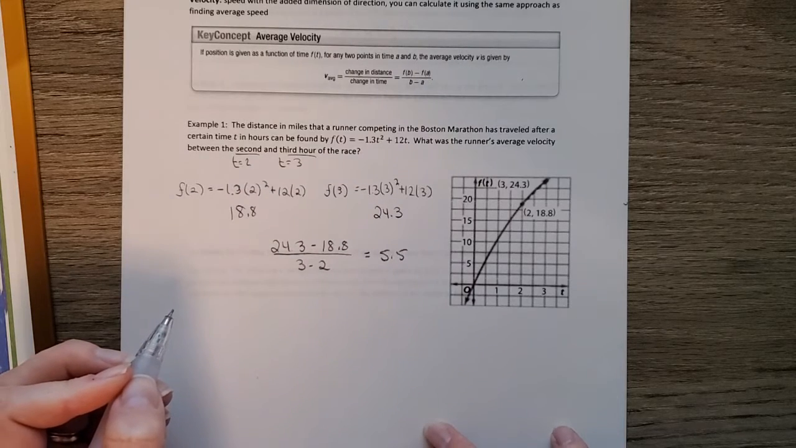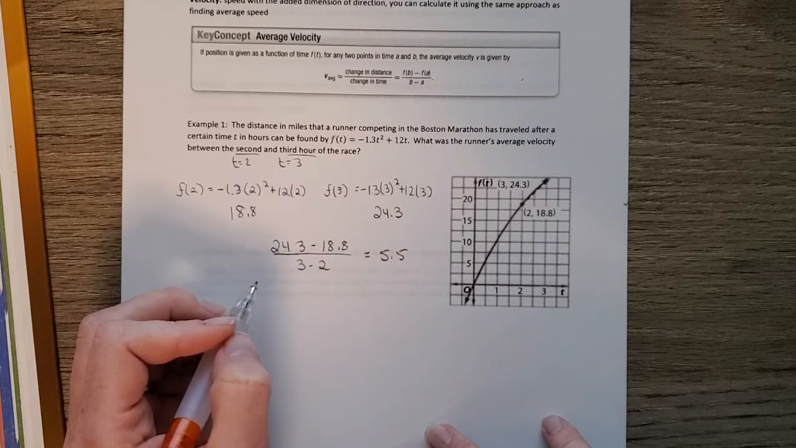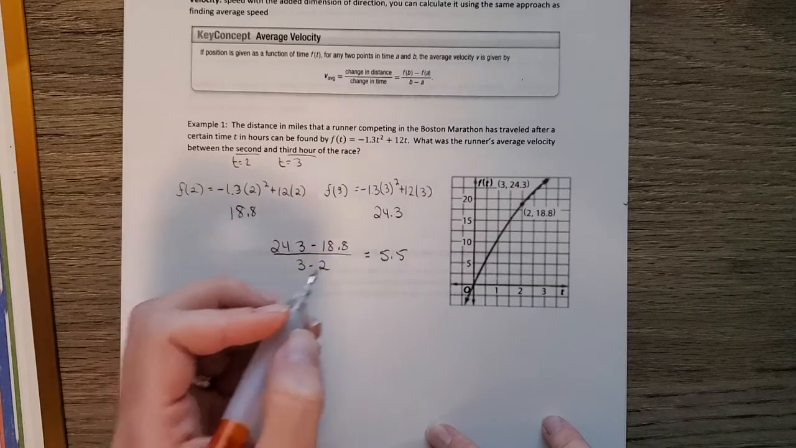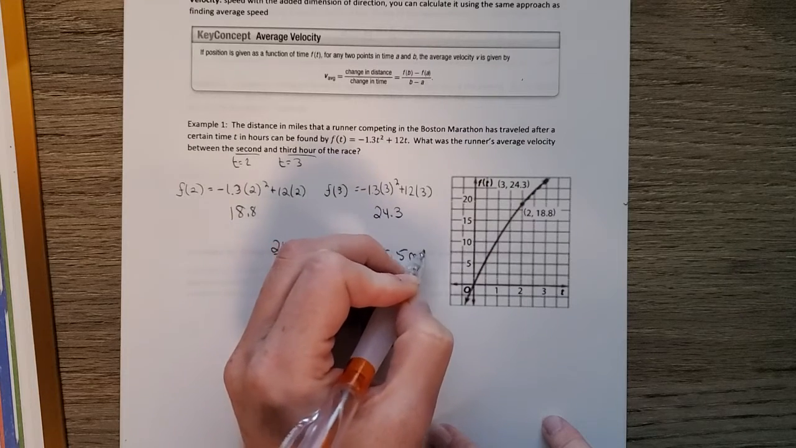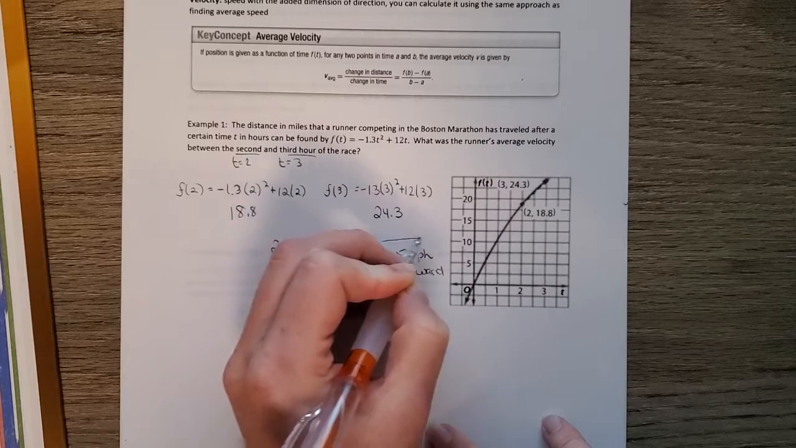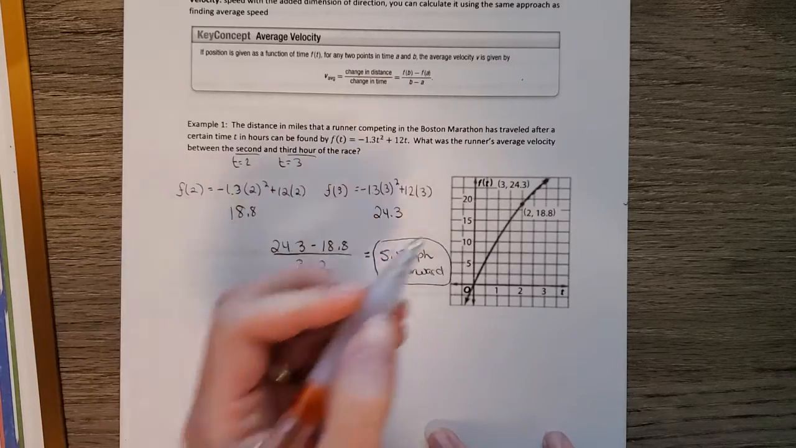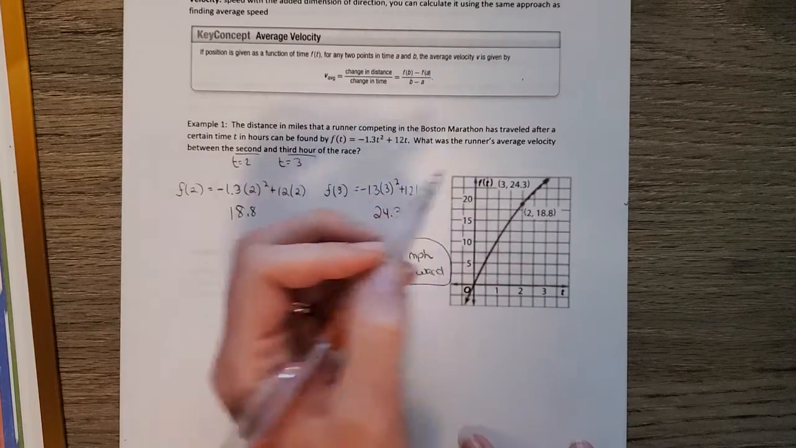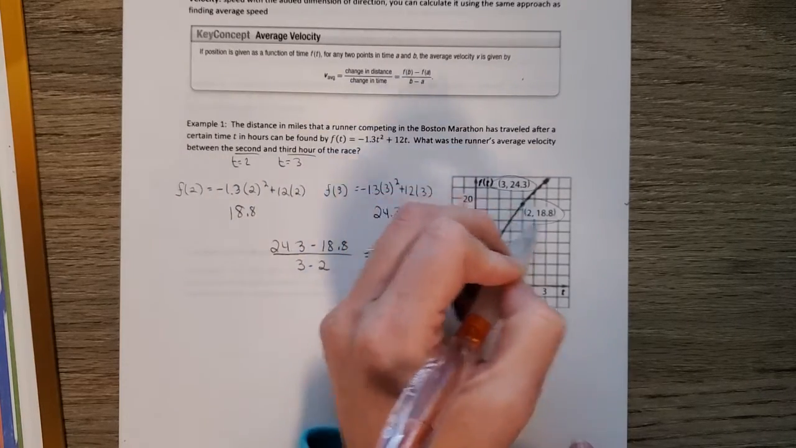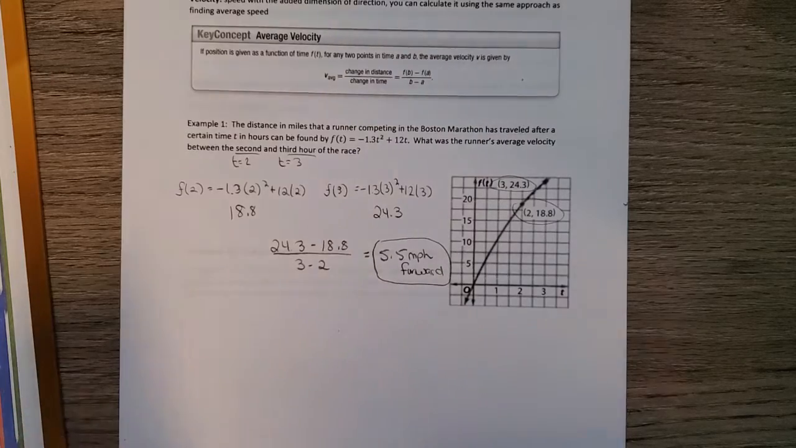So the average velocity of the runner during the third hour, from hour 2 to hour 3, was 5.5 miles per hour forward. They're going forward and towards the finish line. Okay. So the average velocity, again, between these 2 points, same idea. They gave you the coordinates here, so what we would do is find the slope.